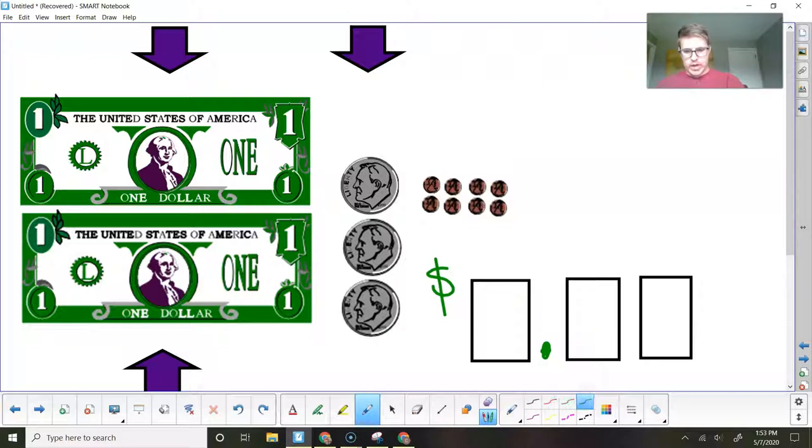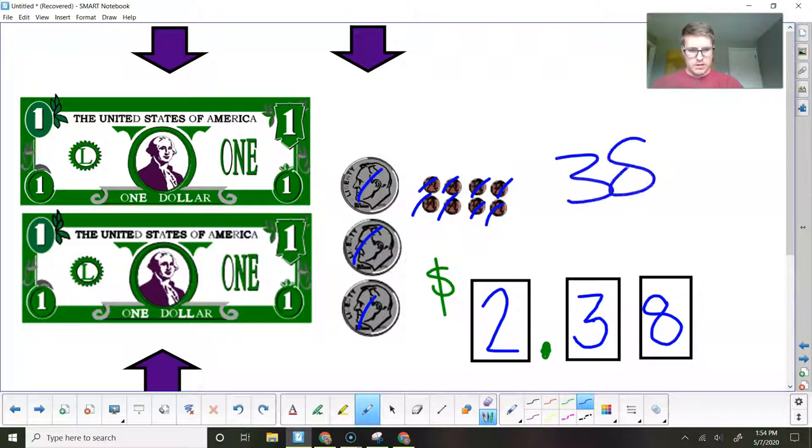Let's count how many ones do I have? One, two, right? So two goes in my $1 bill section. Now I'm dealing with less than a dollar, so I'm dealing with my decimal. Let's count how many dimes or tenths do I have? Got one, two, three. So three goes in my tenths. So I've got 30 cents right there. That's the three. And then I've got one, two, three, four, five, six, seven, 8 pennies. So 8 hundredths. So if I were to take 3 dimes and 8 pennies, that would be 38 cents, right?